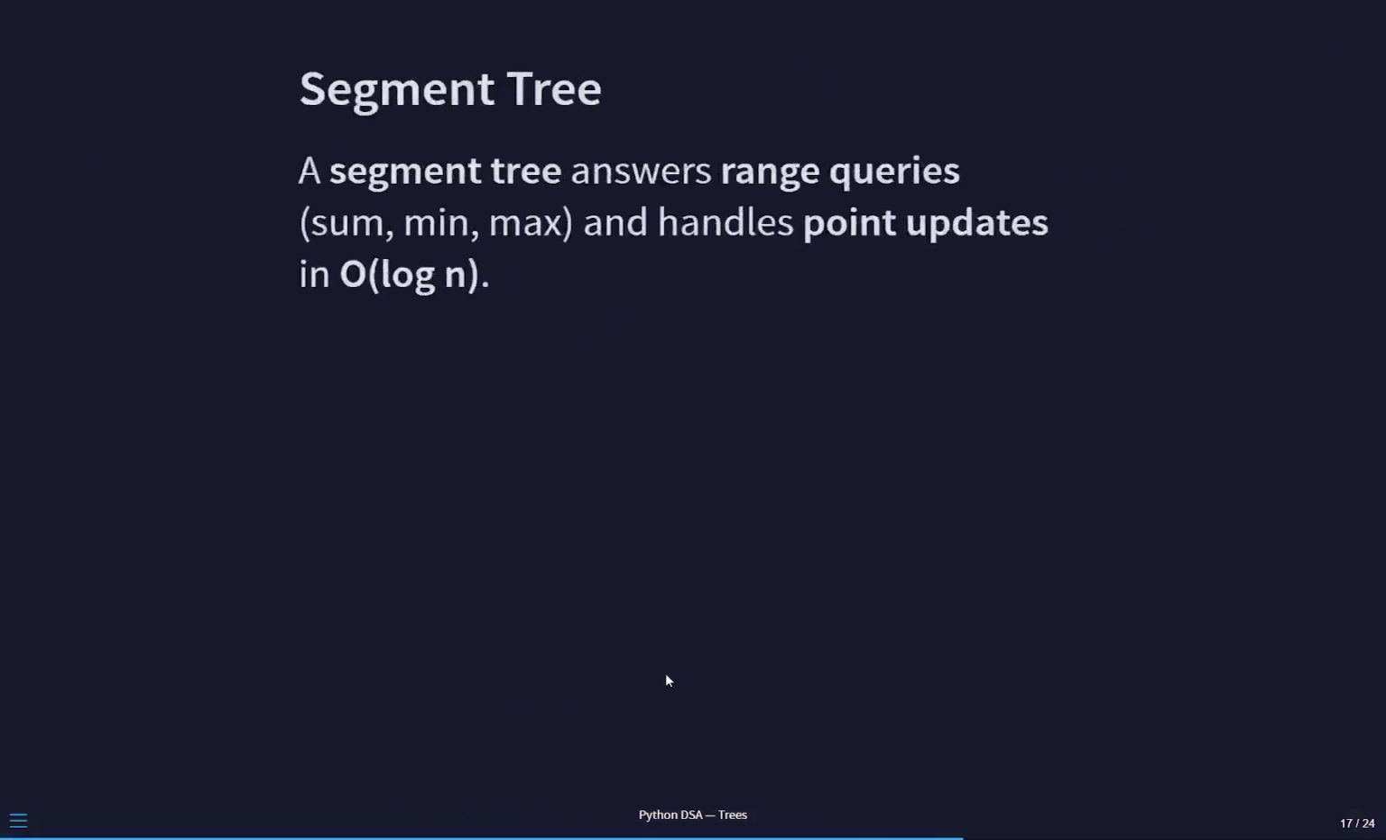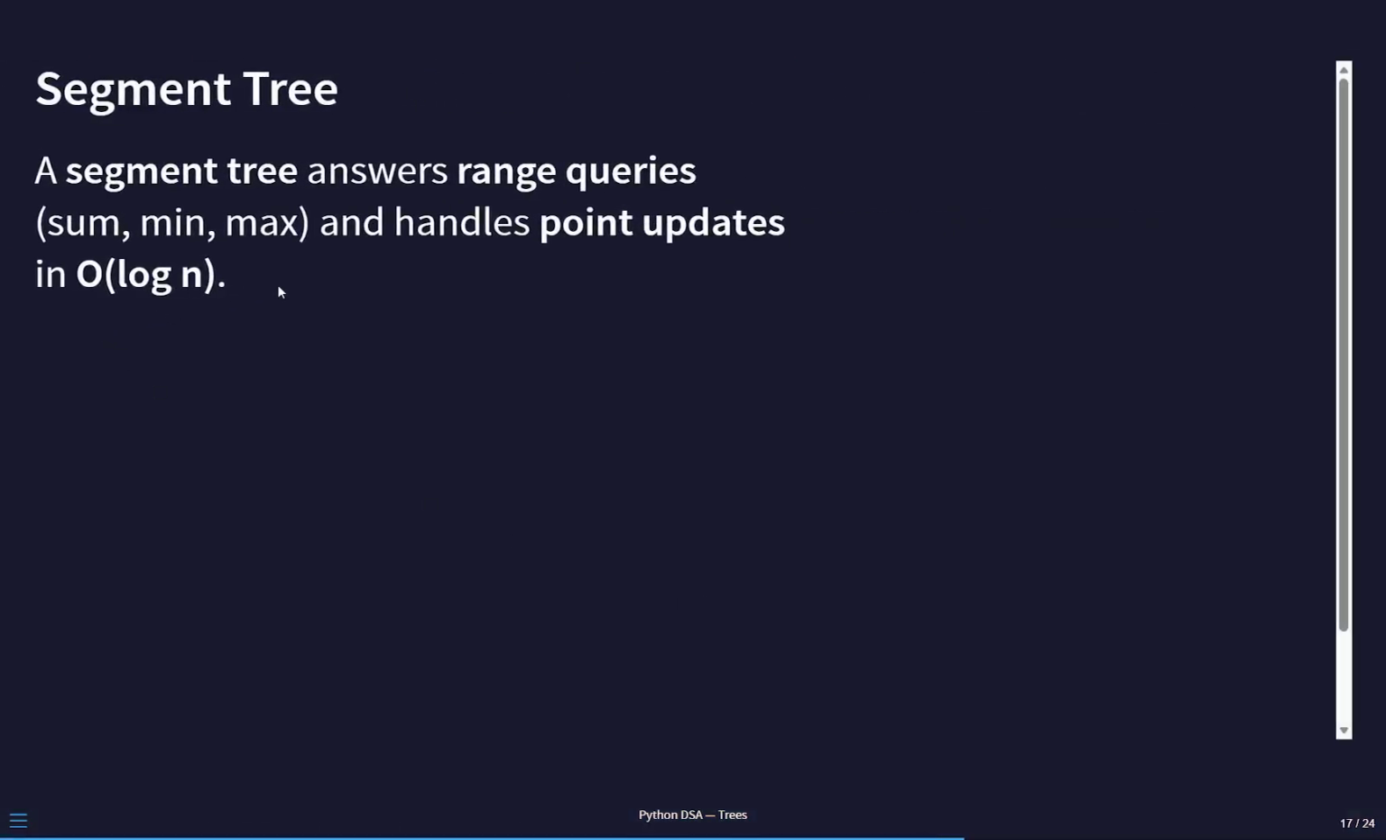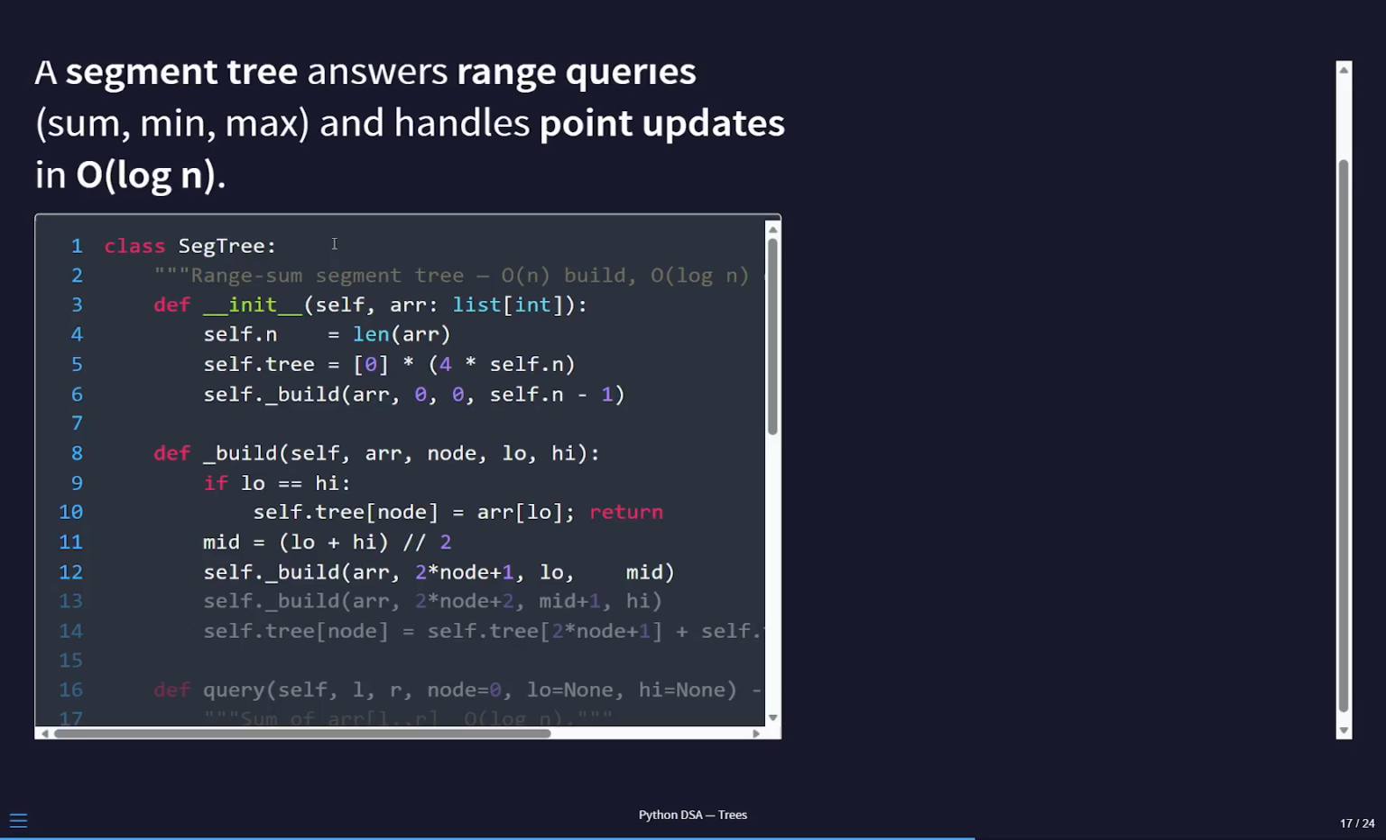Next. A segment tree answers range queries, sum, minimum, or maximum over an interval, and handles point updates, both in O(log n). It's the structure of choice whenever you have a range query plus update combination that would be O(n) with a naive array. The tree is built recursively over the input array.